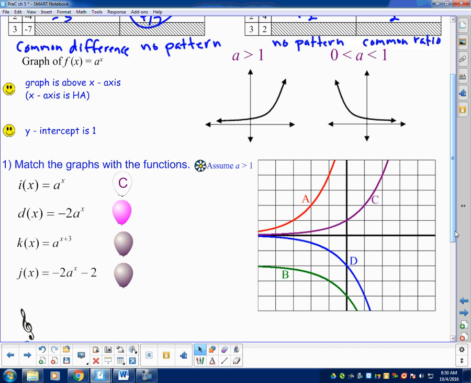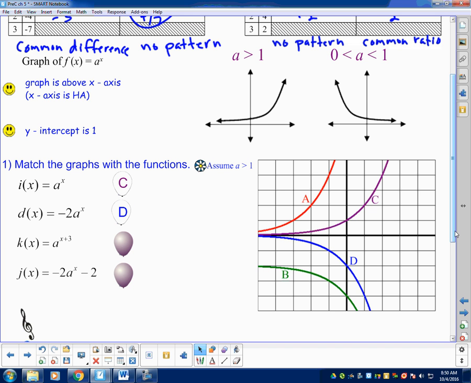Now, if I take the parent graph C and I put a -2 out in front of it, what's that going to do to the function? It's going to flip it over the x-axis. D is a good guess. Yeah, let's check it.